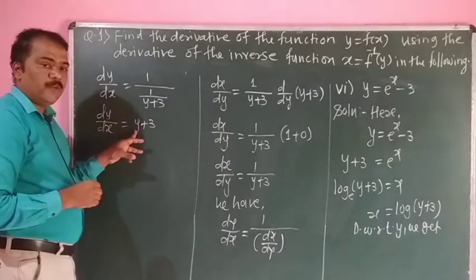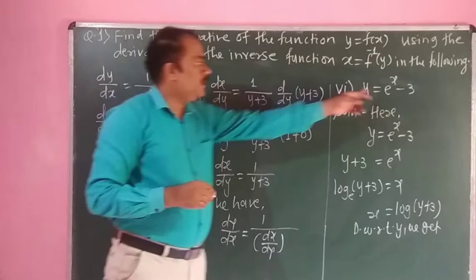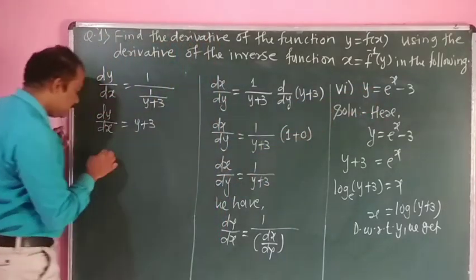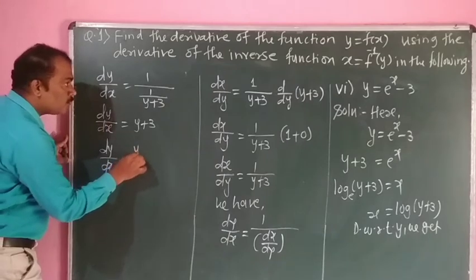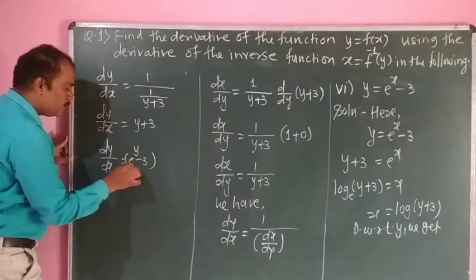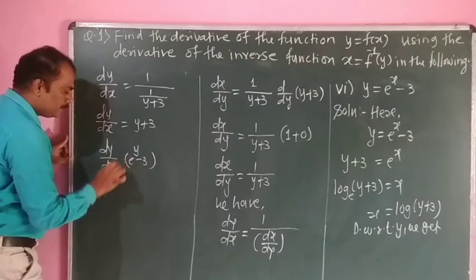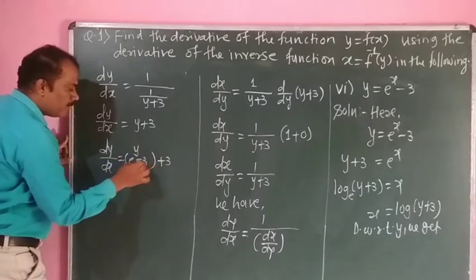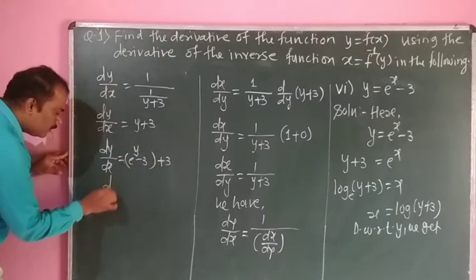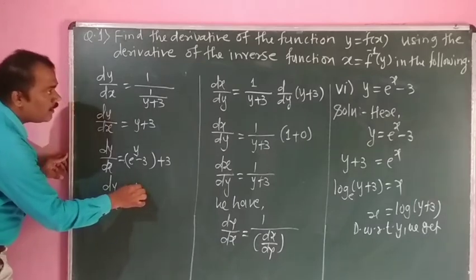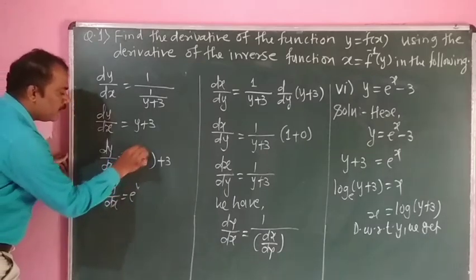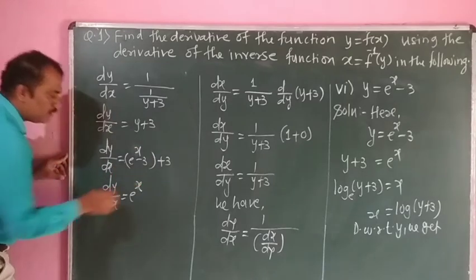Now we substitute the value of y. What is the value of y? It is e raised to (x minus 3), so dy by dx is equal to e raised to (x minus 3) plus 3. Minus 3 plus 3 get cancelled, so we get dy by dx is equal to, sorry, e raised to x.